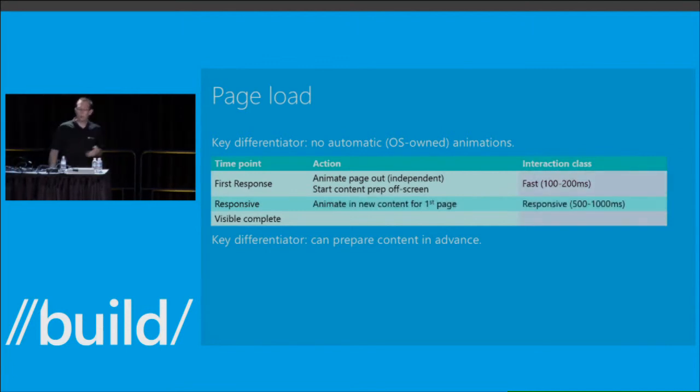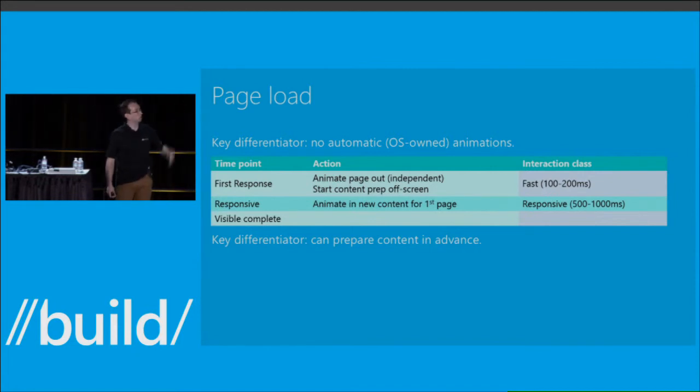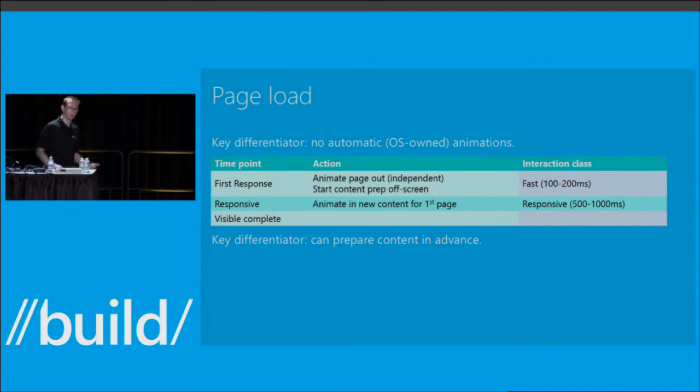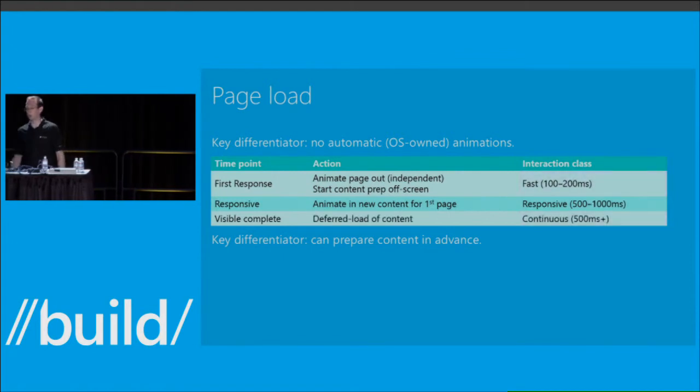The time frame you want to be looking at here, if any of you attended Will Sargent's talk, is the responsive interaction class. This one's got pretty tight goals, 500 milliseconds to 1 second. And this means you're really going to have to apply a lot of those concepts from challenge 1 and 2 in this scenario. And then finally, your deferred load content, like we talked about already.